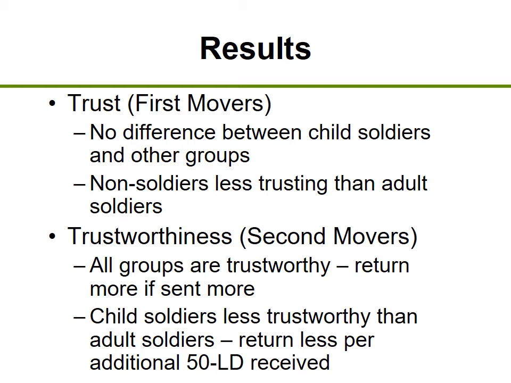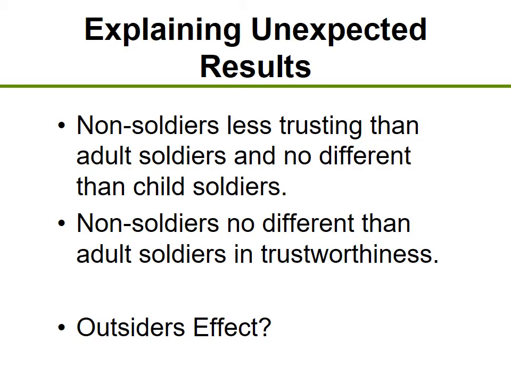And then in trustworthiness, this I kind of expected, so everybody was trustworthy. The more they were sent, the more they sent back. The child soldiers were less trustworthy than the adult soldiers, but then the non-soldiers weren't any different from the adult soldiers. The unexpected story here is that non-soldiers are less trusting than adult soldiers. They're no different from the child soldiers, and non-soldiers are no different from adult soldiers in terms of trustworthiness. It's unexpected, but it's not unbelievable.